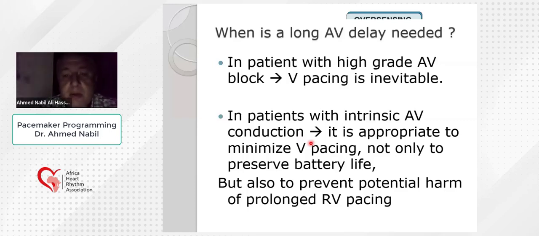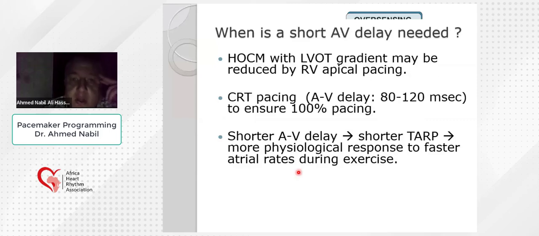First, to avoid or minimize ventricular pacing, not only to preserve the battery life, but also to avoid prolonged RV pacing, and for the ventricle to receive the impulse naturally through the normal conductive system, which is better than RV pacing, to avoid the potential harm of prolonged RV pacing in some situations that can lead to development of myopathy or cardiomyopathy. So it is very important to prolong the AV delay as a trial to promote intrinsic conduction.